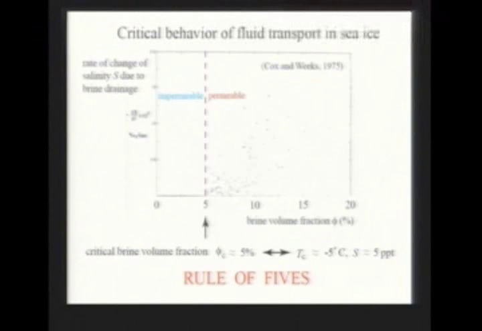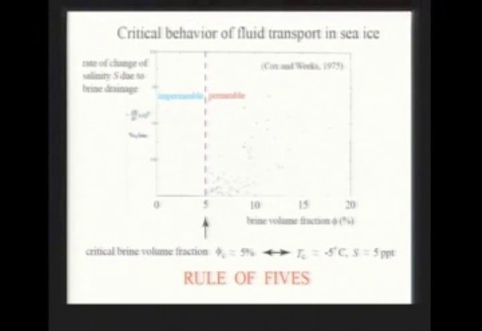This is old data that is not permeability per se. It's a proxy for permeability. It's measuring the rate of change of salinity basically due to brine drainage. And as you increase the temperature, the brine volume fraction increases. This is 5%, 10%, 15%, and so on.